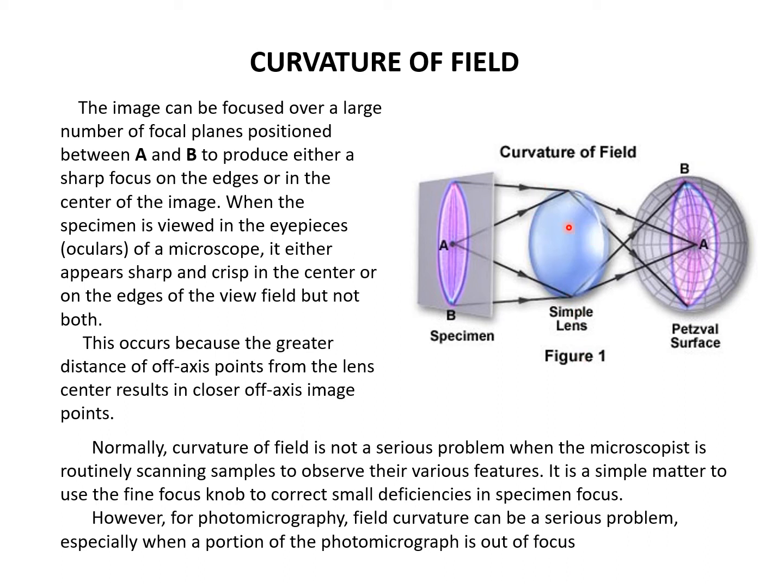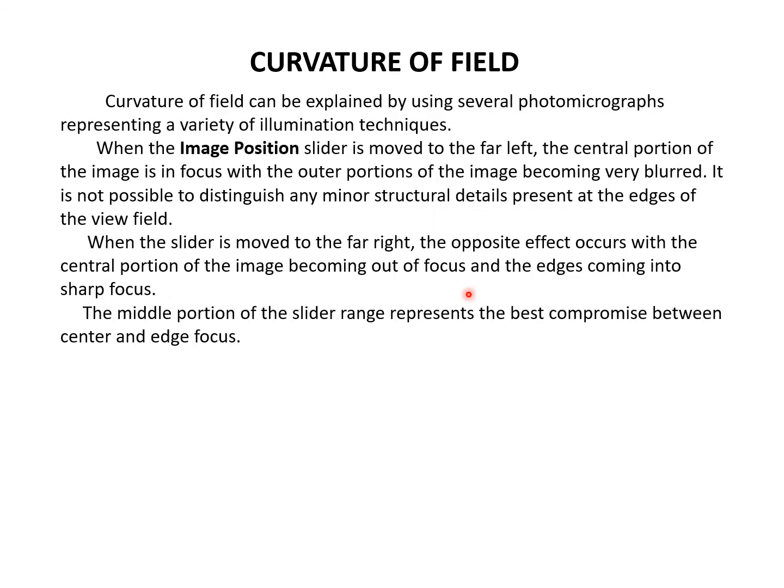So, with a simple lens, this is the specimen and this is the image of the specimen. Hence, you are getting a blurred image here due to the curvature of field aberration. So, this is a defect and this has to be rectified. Now, the curvature of field can be explained by using several photographs representing a variety of illumination techniques. So, by taking a large number of photographs, one can explain curvature of field.